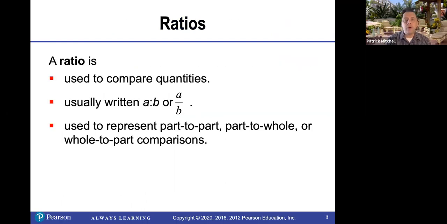A ratio is used to compare quantities. It's usually written as A to B or A over B, and can be used to represent part to whole, or whole to part comparisons. And here's an example of that.